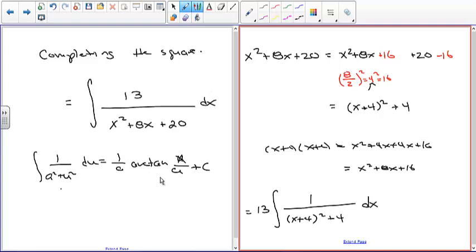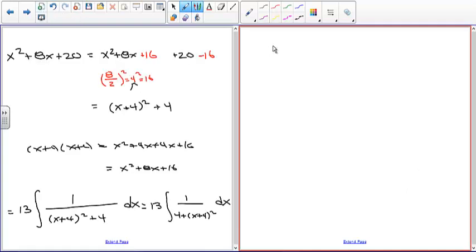Now I look at this and I say, okay, the part that involves the variable is the u part, and the part that involves the constant by itself is the a part. I don't have to rewrite it, but let me change the order of the denominator so it's 4 plus x plus 4 quantity squared dx. At this point I can make some decisions. I can say a squared equals 4 and u squared is equal to x plus 4 squared. And therefore a is equal to 2 and u is equal to x plus 4.